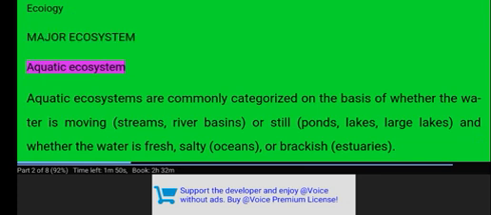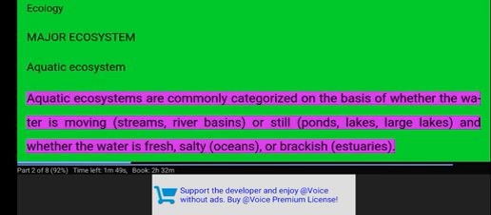Major ecosystems. Aquatic ecosystem. Aquatic ecosystems are commonly categorized on the basis of whether the water is moving, streams and river basins, or still, ponds and lakes, and whether the water is fresh, salty, oceans, or brackish, estuaries.